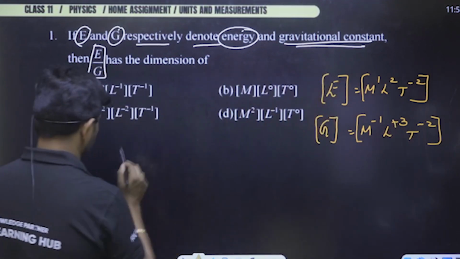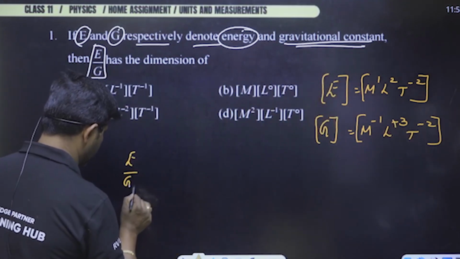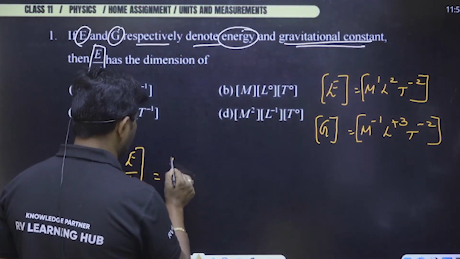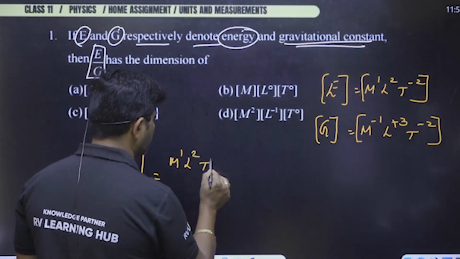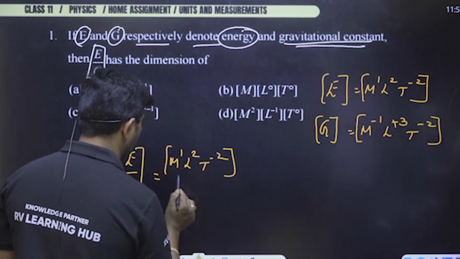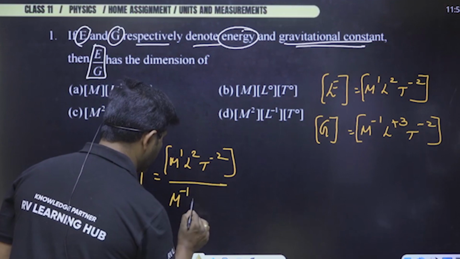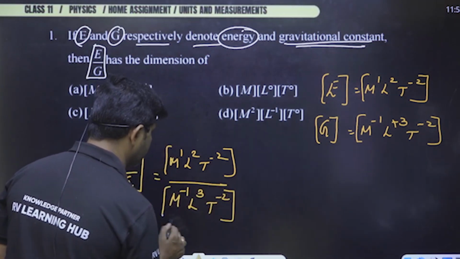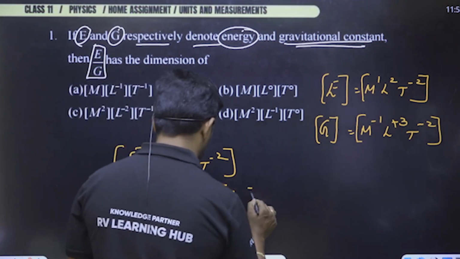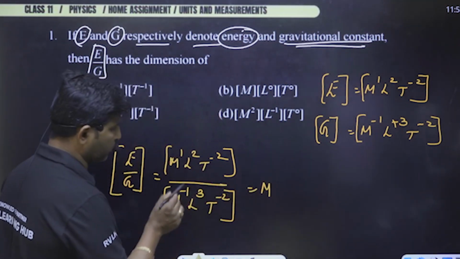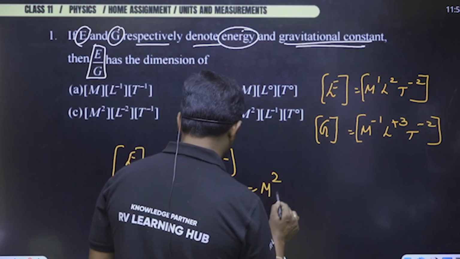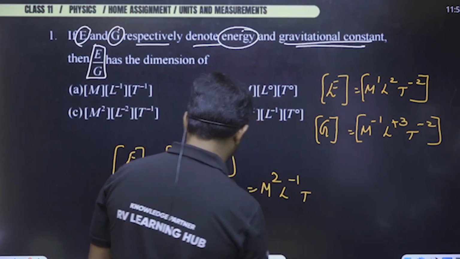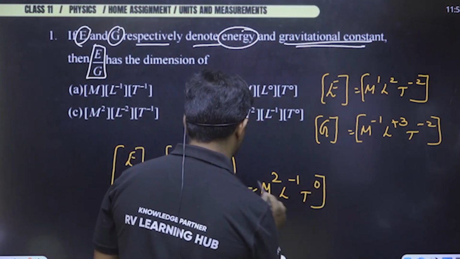Now let us calculate what is the dimensions of E by G. What is the E value? We can write here M power 1 L power 2 T power minus 2 divided by, we can say, M to the power of minus 1 L power 3 T power minus 2. Is it right or not? So if you simplify this, M to the power of minus 1 will go to the numerator, you will get plus 2, L to the power of minus 1, and T power minus 2 will get cancelled. So it is T power 0 here.